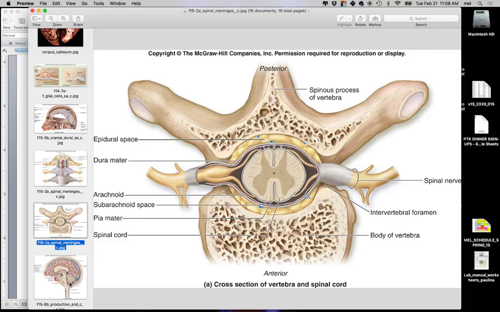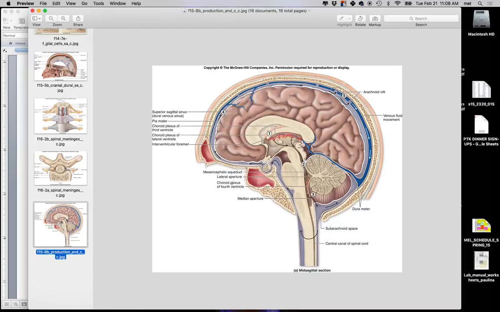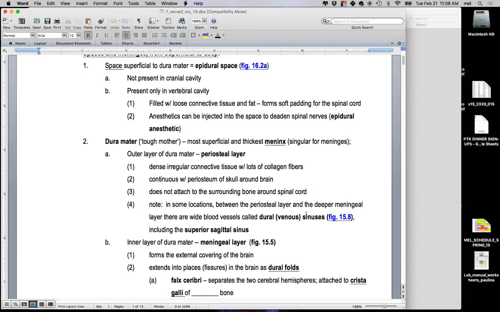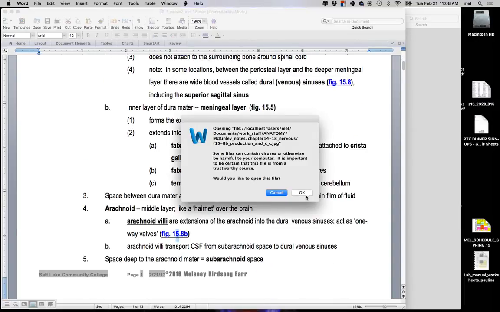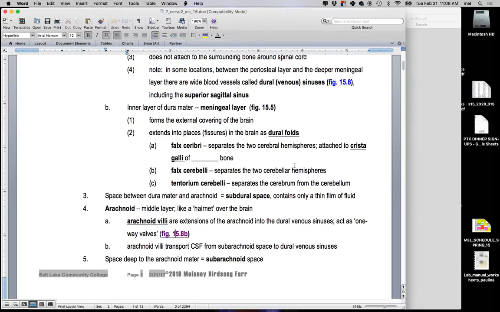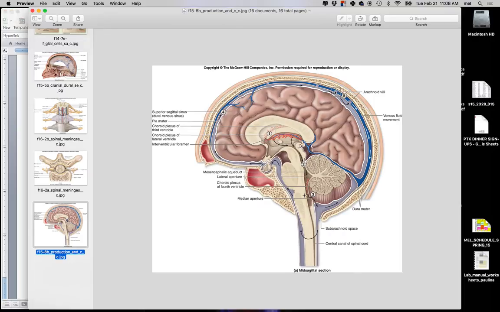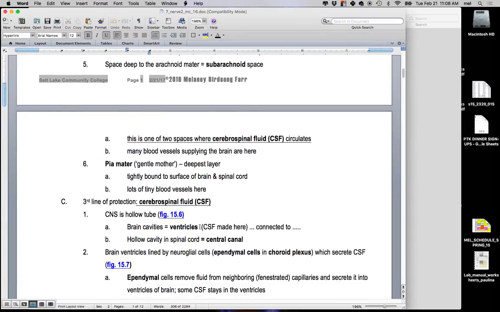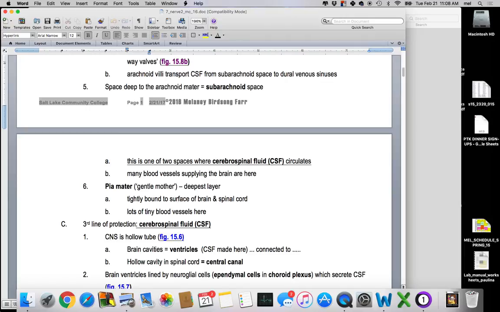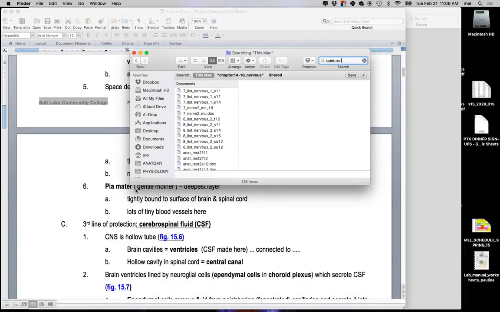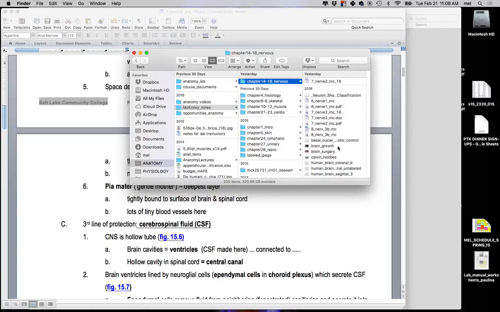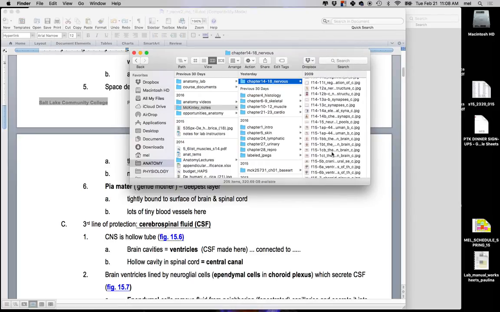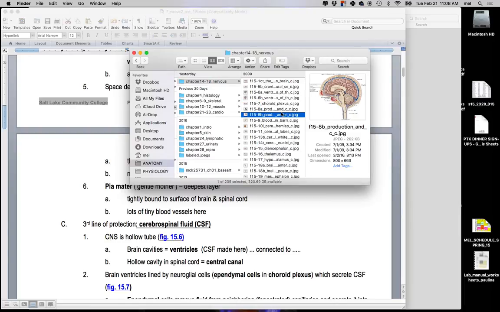I think I have a picture of it here too. Let me show you a figure. I'll just show you the subarachnoid space real quick. Not that one. As soon as I find the picture, I'll show it to you. Just a second. Just want to give you a visual of that one.